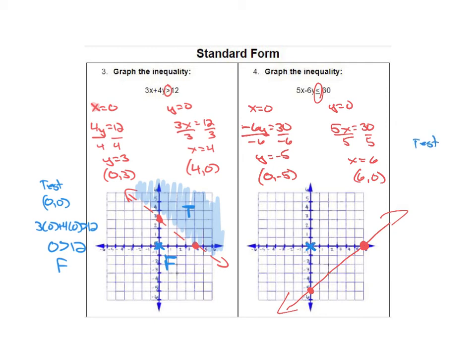So if we are testing 0, 0, what's going to happen? So again, just like the last one, well, 5 times 0 is 0, 6 times 0 is 0. So the question is, is 0 less than or equal to 30? Well, yes, that is true. So that makes this side true, which would make this side false. And remember, you always want to shade the true side.